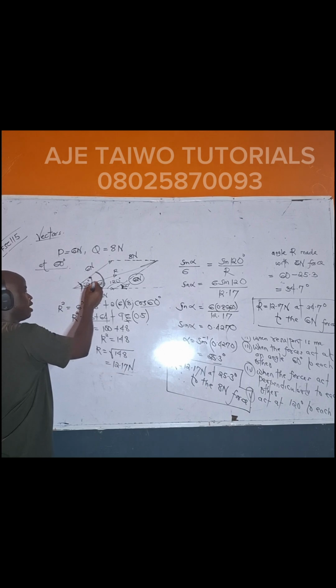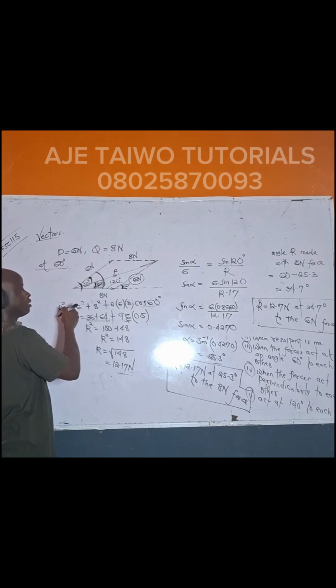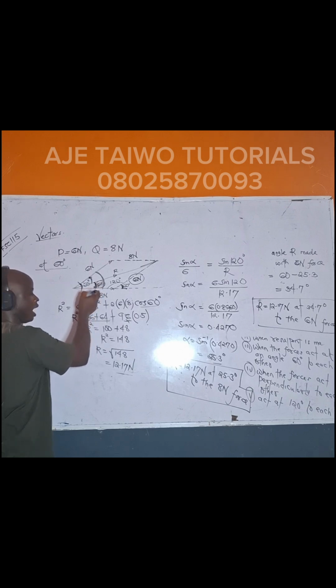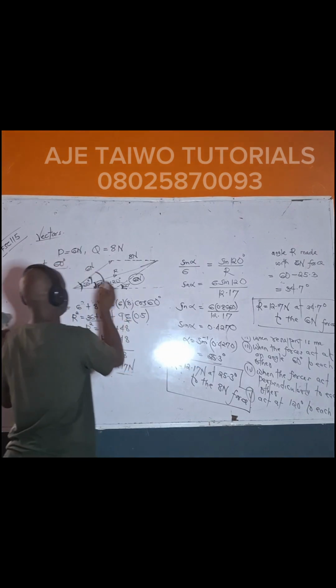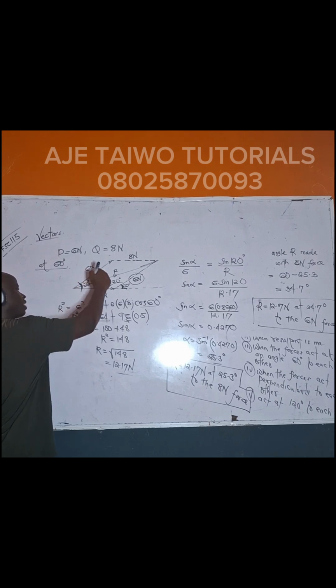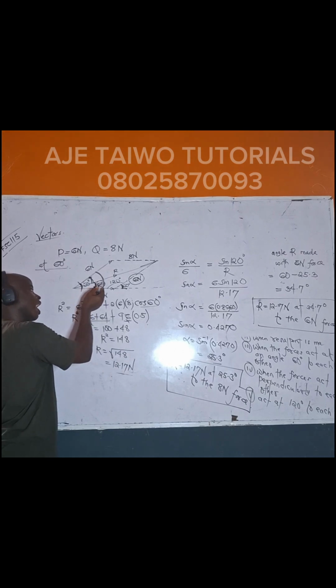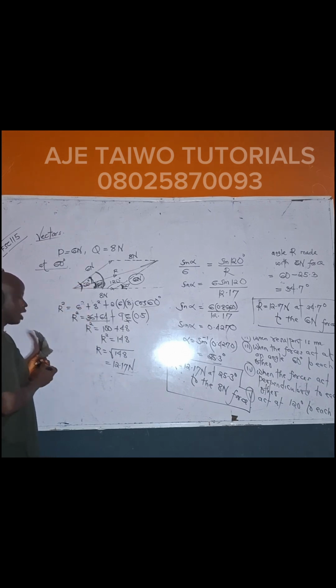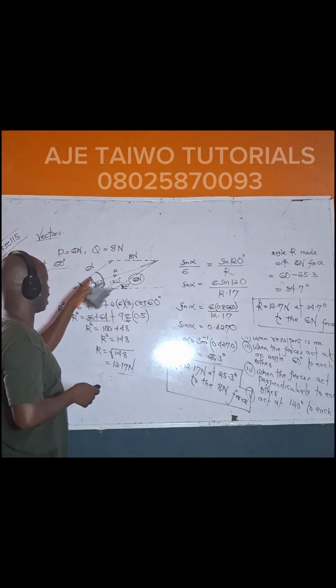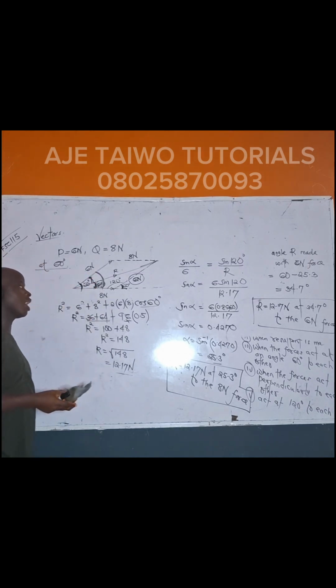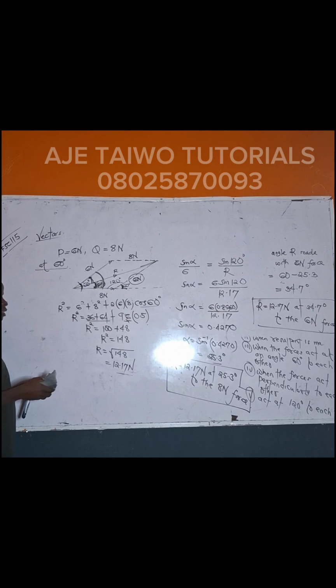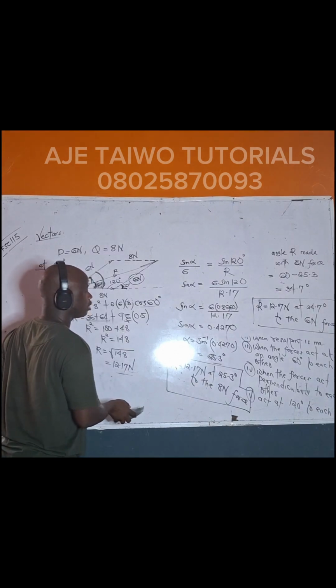Your R makes an angle with 8 newtons and an angle with 6 newtons. We have gotten this angle as 25. How do we get this angle here? The total of this angle is 60. That means just remove alpha from 60, and you will get the angle left here. There are 2 angles the resultant has made. Let's go to the next thing.